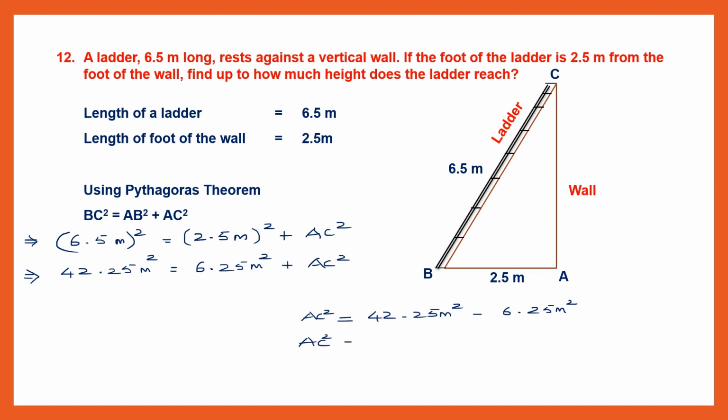So AC square is equal to 42.25 minus 6.25, which is equal to 36. So this is 36 meters square. So now to find the value of AC alone, we say square root of 36, which is the number which you multiply twice gives you 36. It is 6, isn't it? 6 into 6, 6 sixes are 36. So that means we have found AC to be equal to 6 meters. So this is our answer. AC is equal to 6 meters.